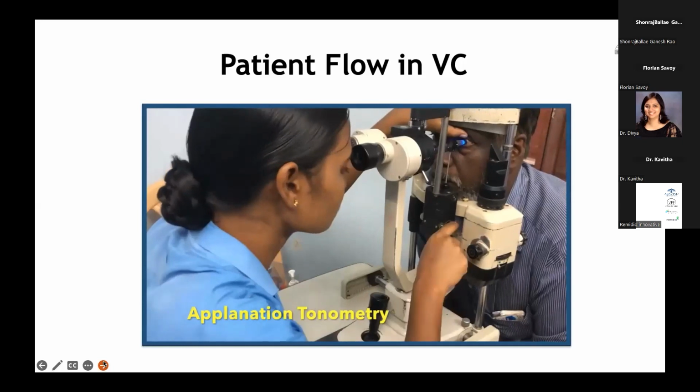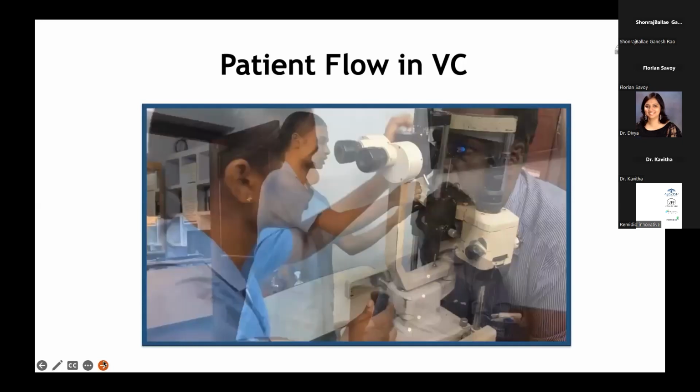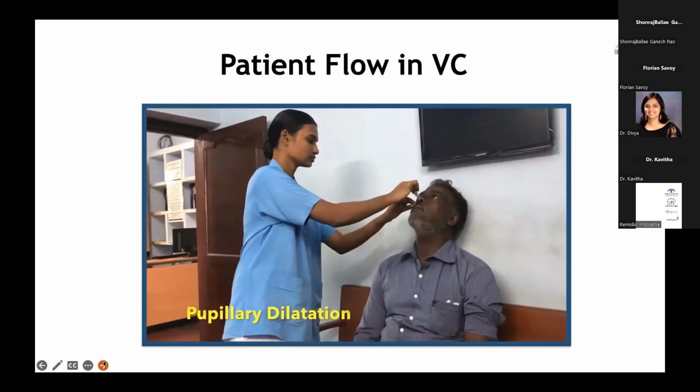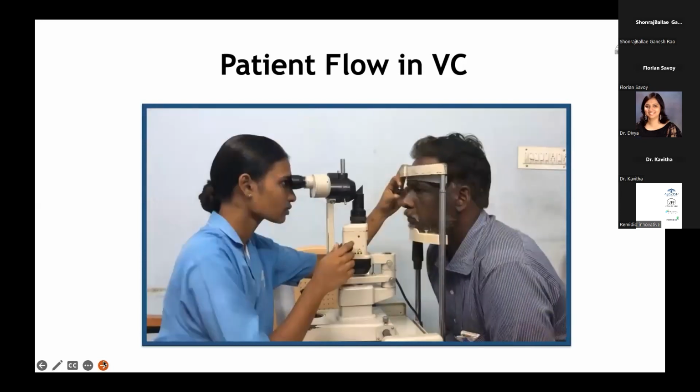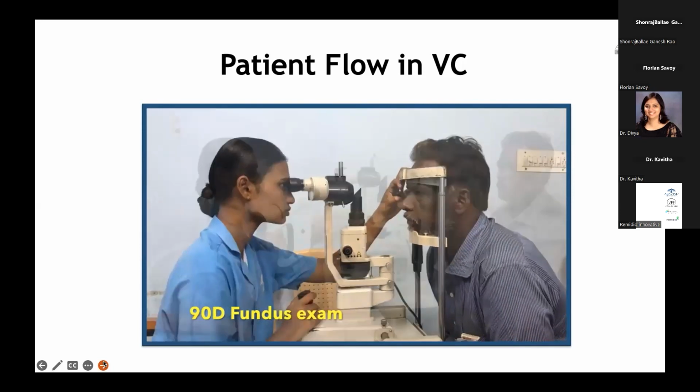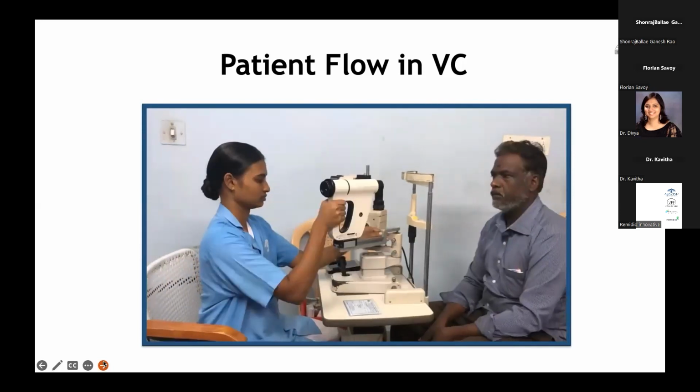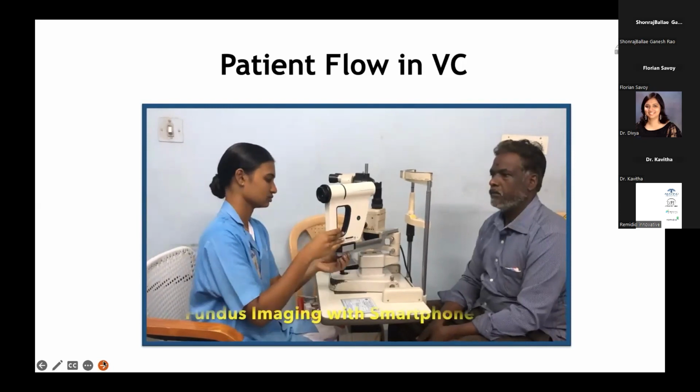Wherever needed, she does an applanation tonometry. Then pupils are dilated if the angle, the AC, is not shallow. After dilatation, the sisters do a 90D fundus examination. And then we thought, okay, let's take a fundus photograph.